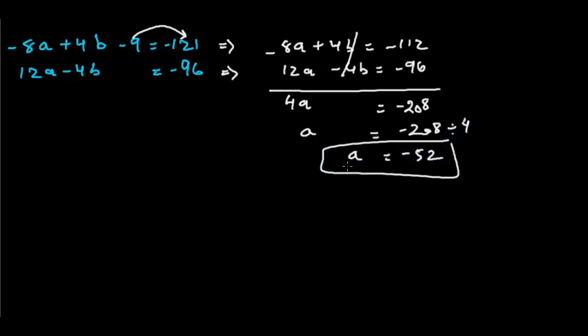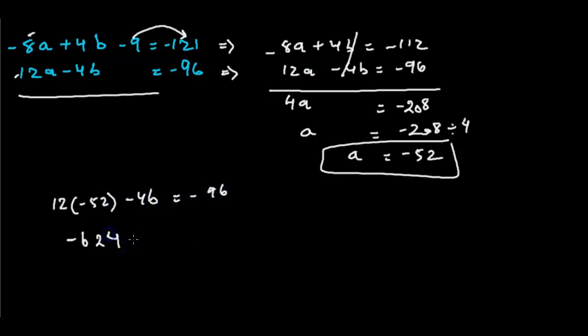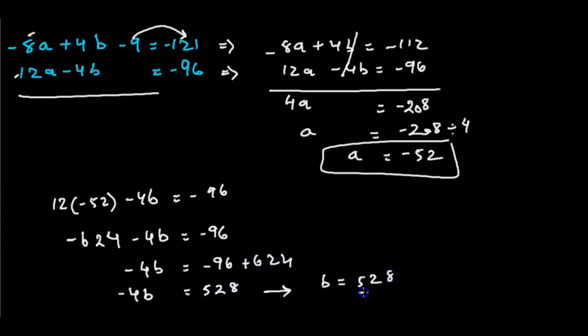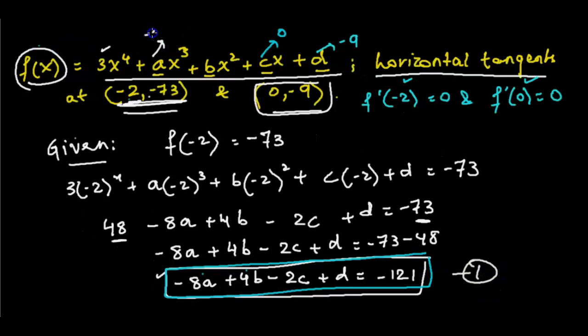To solve for b, I'm just going to substitute a in any one of these two equations. So let's say I pick the second equation. So 12 times -52 minus 4b is -96. This gives us -624 minus 4b equal to -96. Minus 4b is equal to -96 plus 624, which is 528, and 528 when divided by -4 would give us -132, and this will be the value of b with us. So we've got the a value as -52 and the b value as -132.